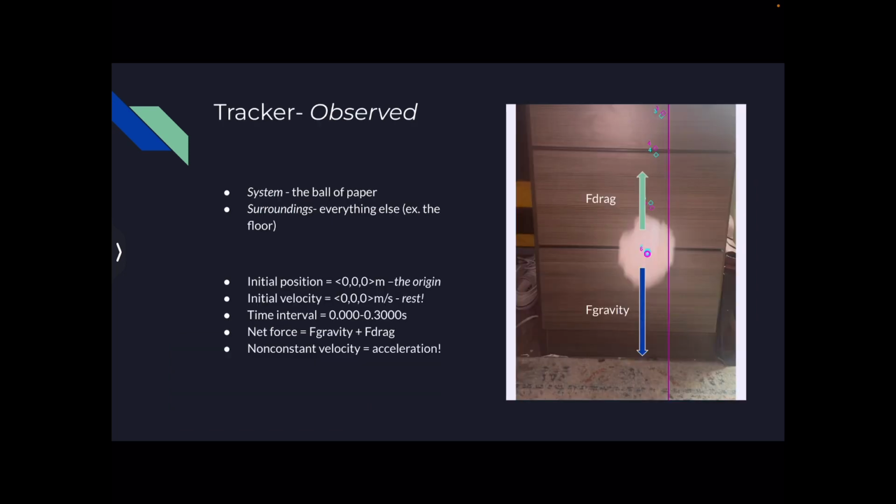As for our observed model, we used Tracker. The system is the ball of paper, the surroundings are everything else. The initial position we established as the origin. The initial velocity is 0 since it's dropped from rest. The time interval is from 0 to 0.3 seconds. The net force is the force of gravity plus the force of drag. And since we have a non-constant velocity, there is an acceleration.